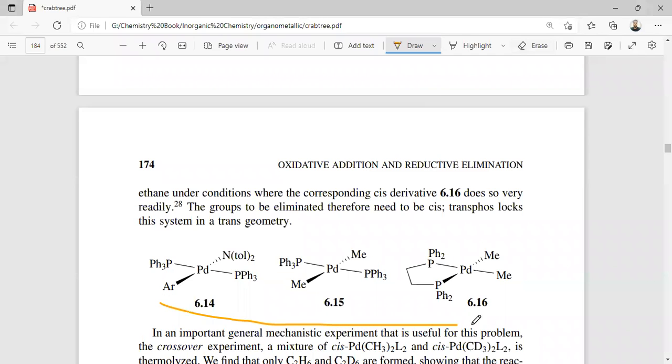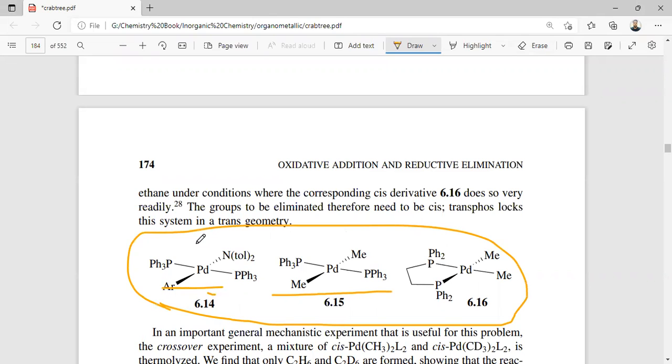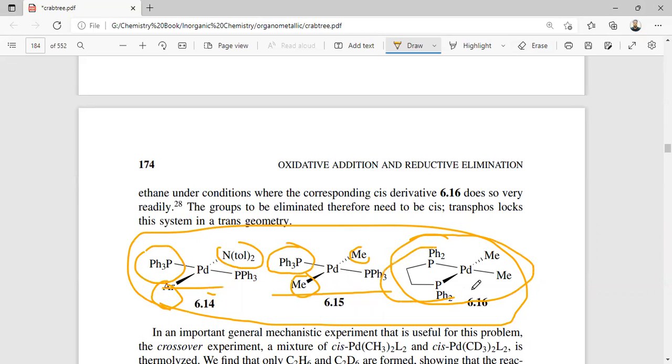So here are three examples. For this complex and this complex, the two follow the dissociative mechanism. Here, first the phosphine ligand is dissociated, then this 3-coordinated intermediate forms, then the aryl and the amido group are eliminated. Here the methyl groups are eliminated; they come close to each other after dissociation. But for this case, there is a bidentate phosphine ligand, so the dissociation of the bidentate phosphine ligand is not possible. So here the reductive elimination does not occur.